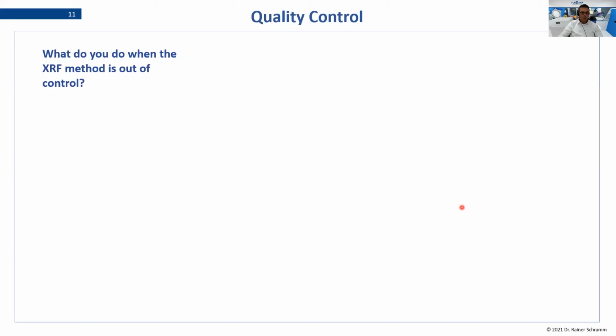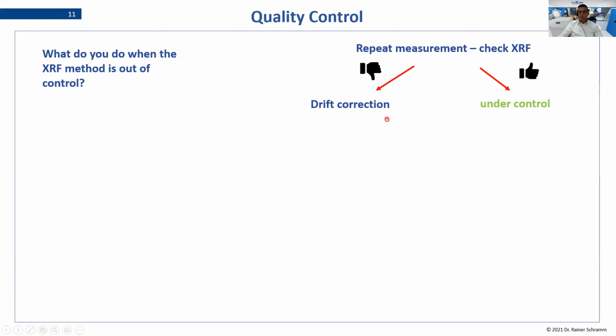So here is a summary of this method under control issue. Let us think our method is out of control. The first thing we will do is repeat to measure our check sample. If this is then under control, we know everything is fine. If not, the next thing we could do is make a drift correction of our method on the XRF instrument. If then it's good, it's under control.